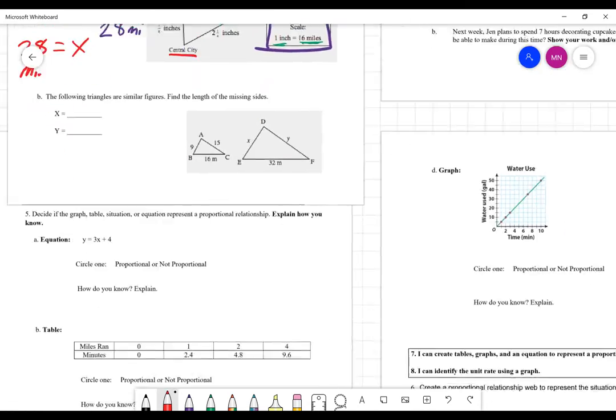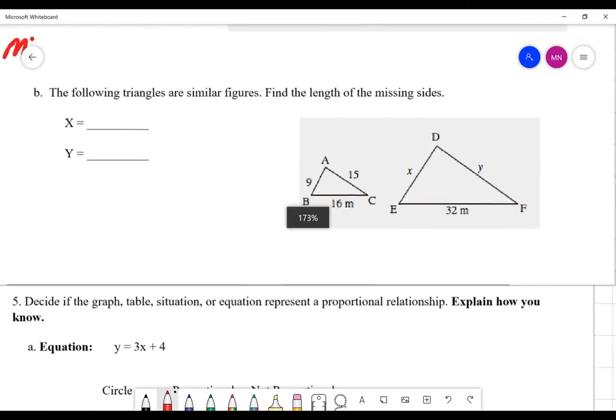All right, now we're going to scroll down to the following triangles are similar.